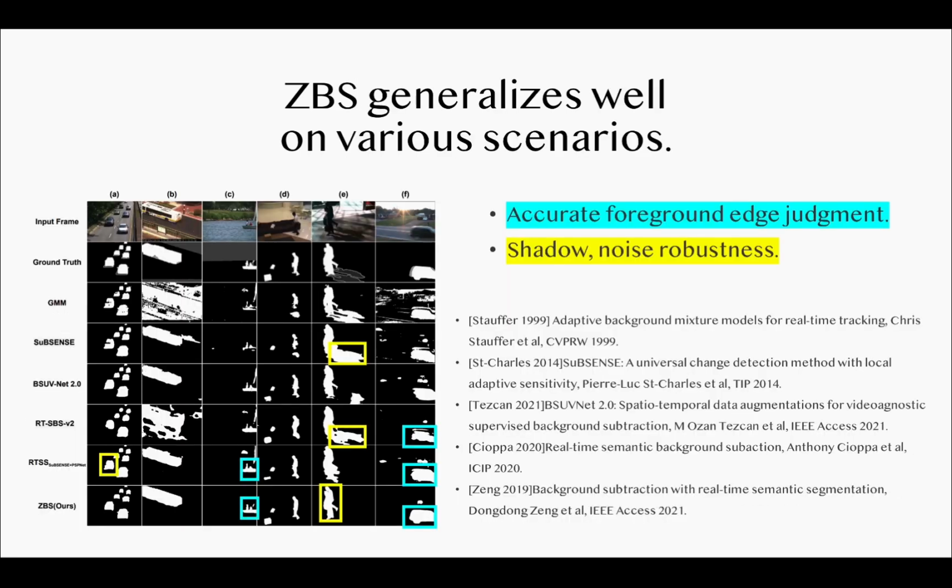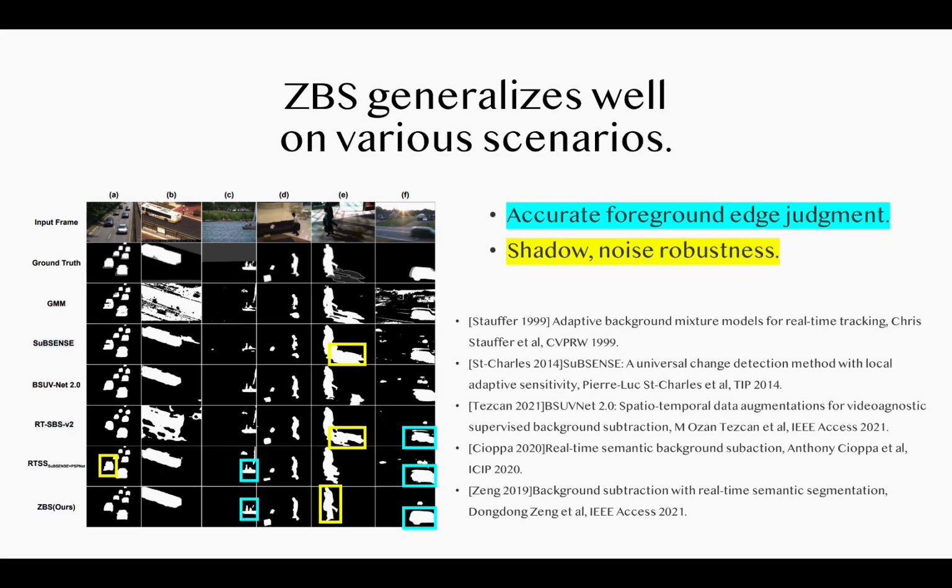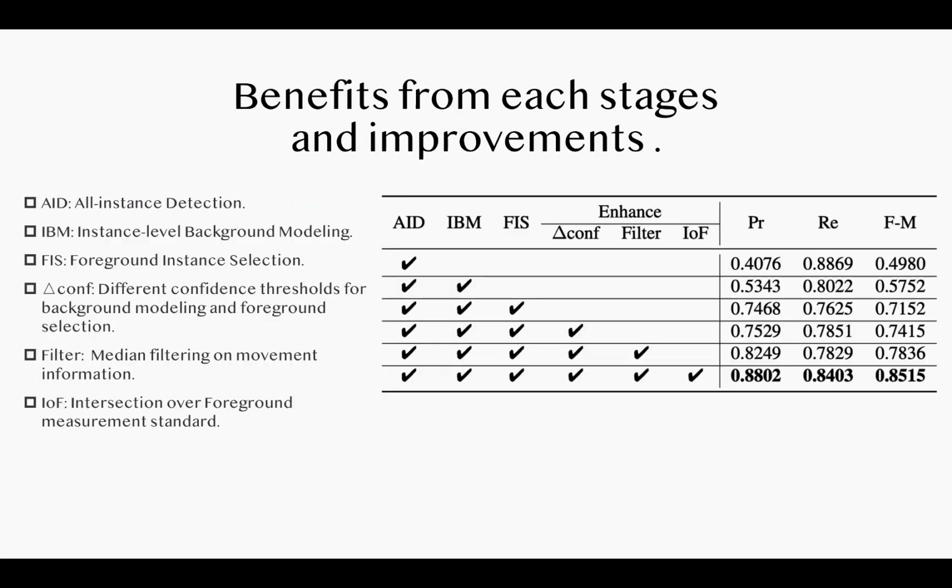From the visual results, it's clear that our method generalizes efficiently across different scenes. Compared to other methods, ours demonstrates superior accuracy in foreground details and segmentation, and better robustness in complex scenes, such as shadow noise. Our ablation studies show that all stages and improvements of ZBS achieve positive gains.